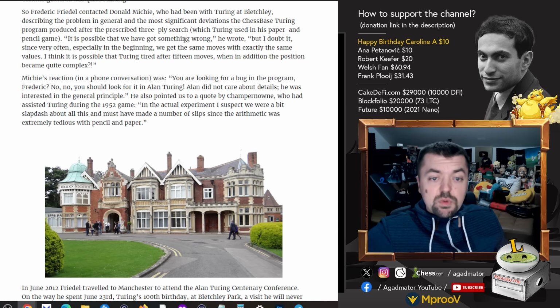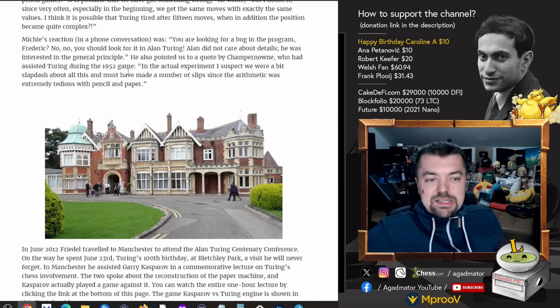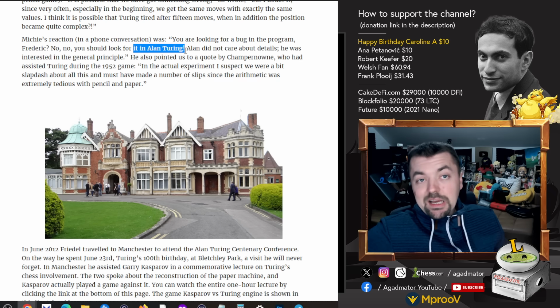It is possible that we have got something wrong, he wrote, but I doubt it, since very often, especially in the beginning, we get the same moves with exactly the same value. I think it is possible that Turing tired after 15 moves when in addition the position became quite complex. Mish's reaction in a phone conversation was, "You are looking for a bug in the program, Frederick. No, you should look for it in Alan Turing."